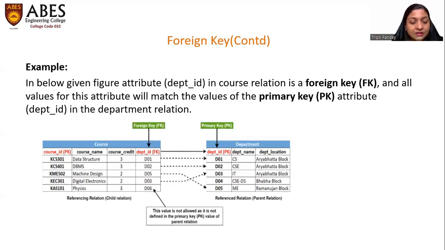Below is the example. There are two tables, course and department. In course, course ID is the primary key, department ID is the foreign key. Whereas in the department table, department ID is the primary key. After referencing in course, department ID becomes a foreign key for the course table.